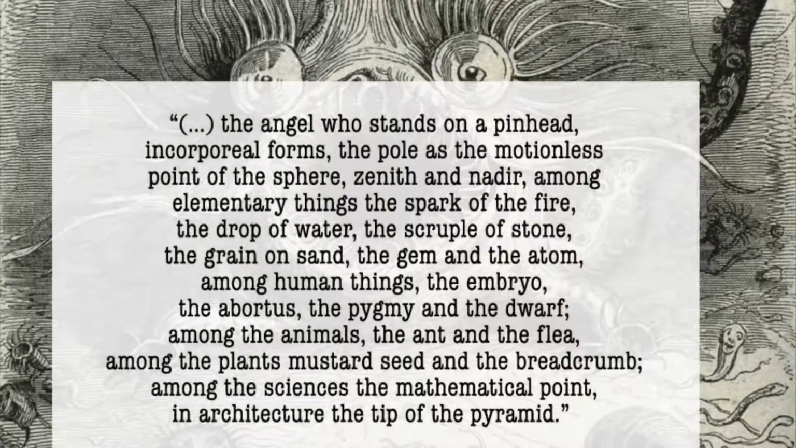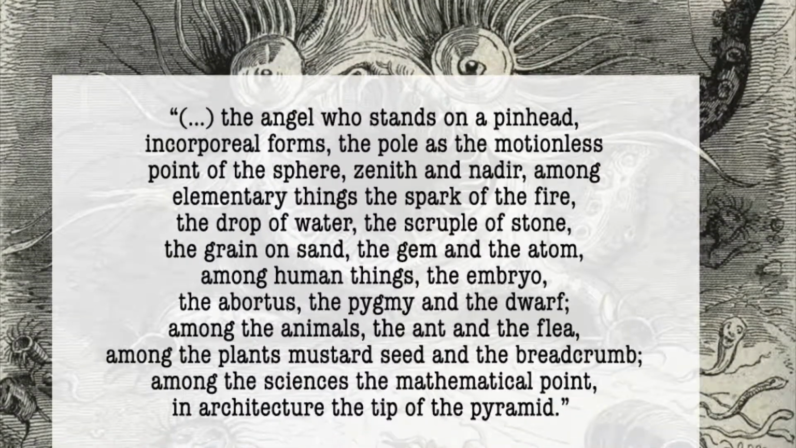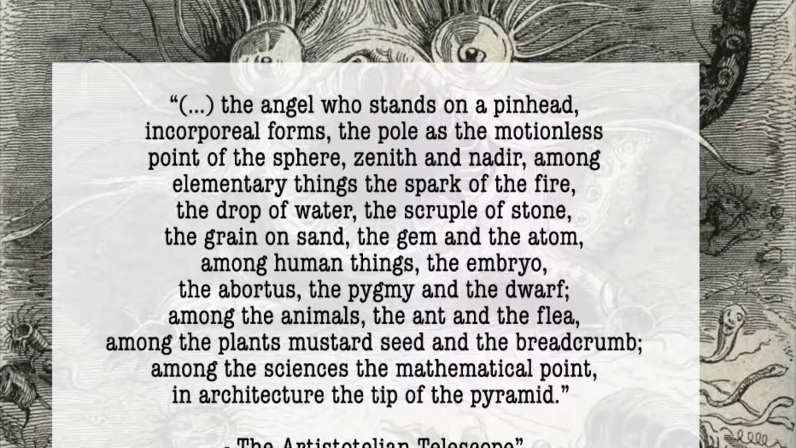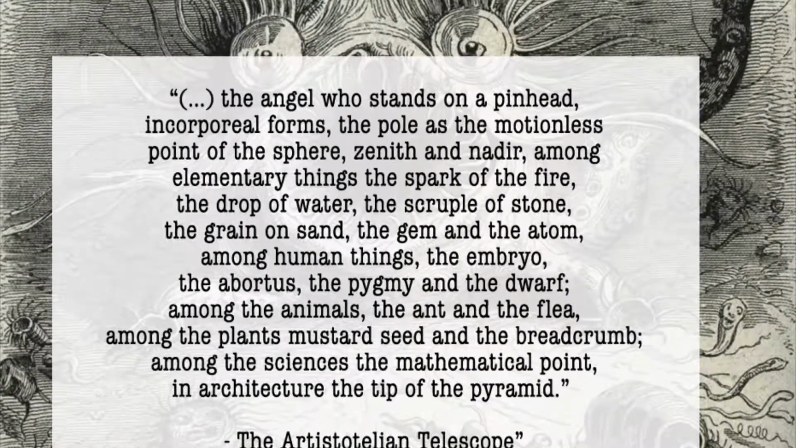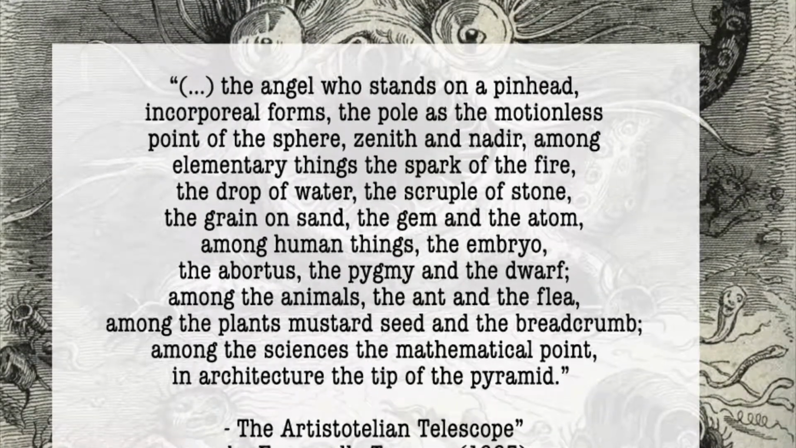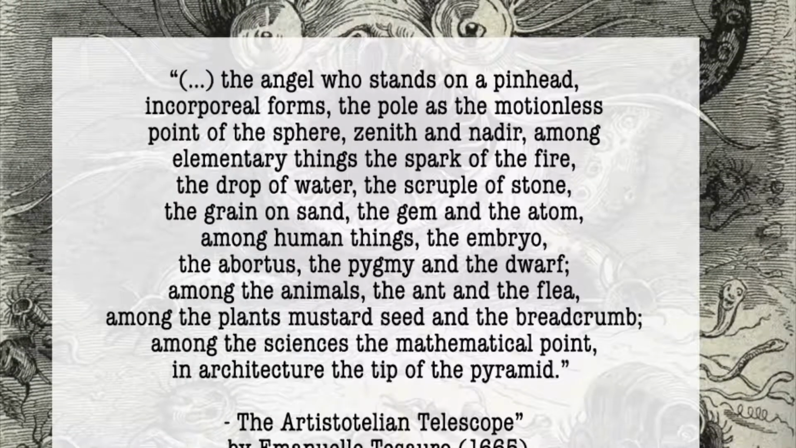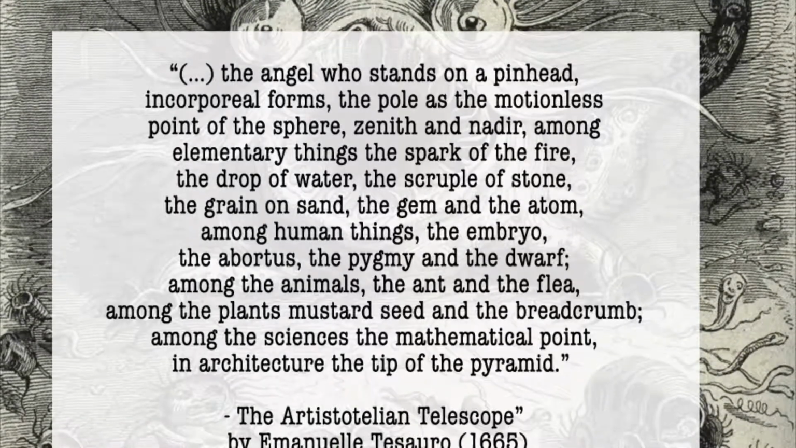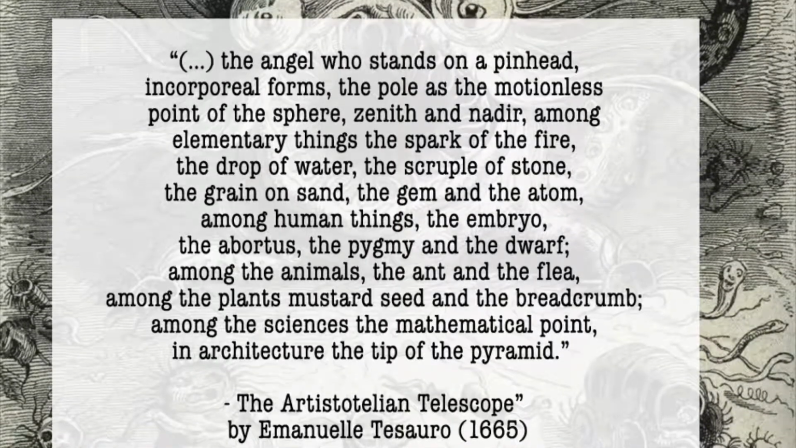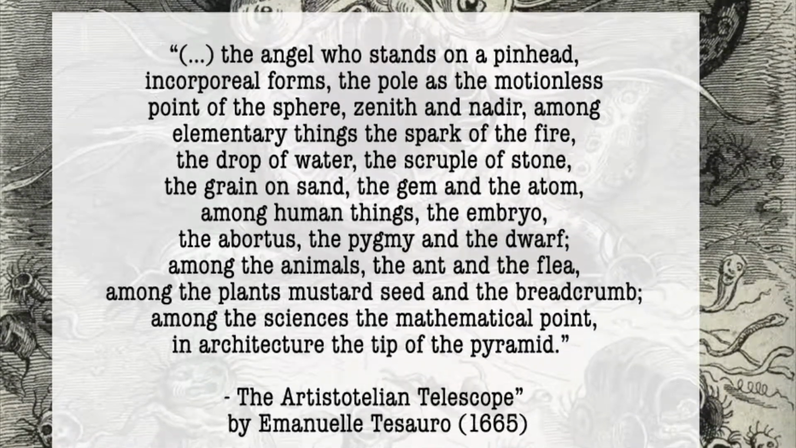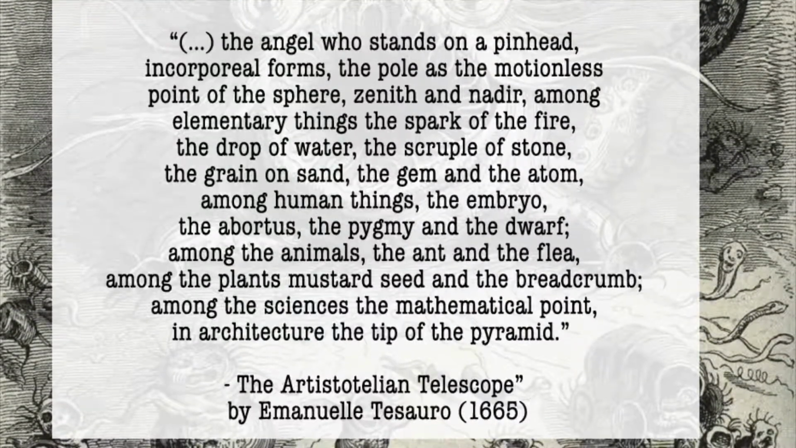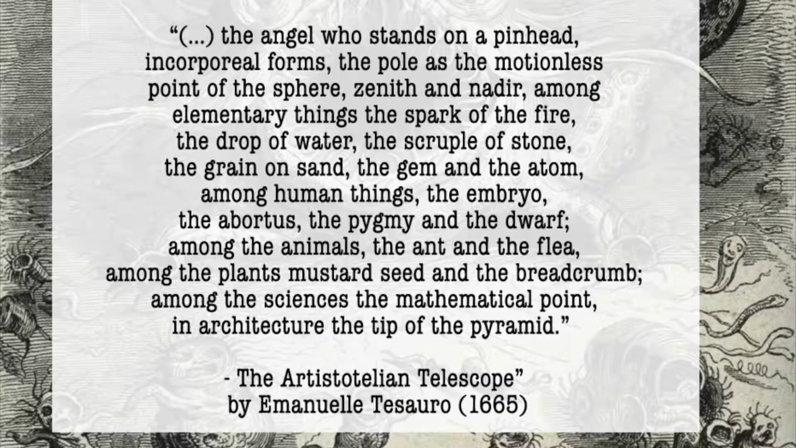The angel who stands on a pinhead, incorporeal forms, the pole as the motionless point of the sphere, zenith and nadir. Among elementary things, the spark of the fire, the drop of water, the scrap of stone, the grain of sand, the gem and the atom. Among human things, the embryo, the arbutus, the pygmy and the dwarf. Among the animals, the ant and the flea. Among the plants, the mustard seed and the breadcrumb. Among the sciences, the mathematical point. In architecture, the tip of the pyramid.